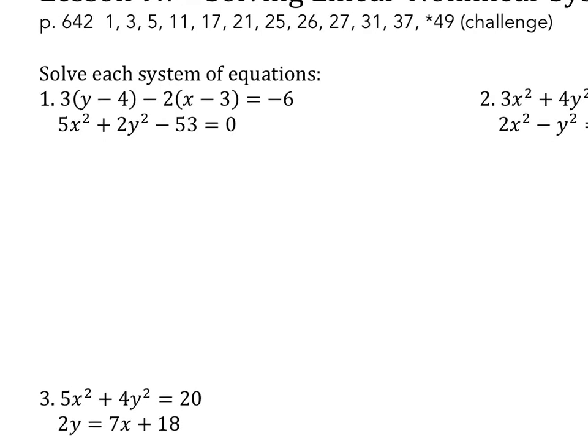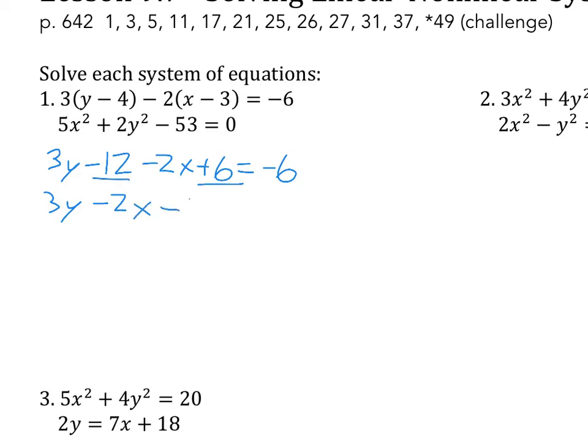So if I want to do substitution, I need to get y or x by itself. So I'm going to start by distributing in the top equation. If I distribute the 3, I get 3y minus 12. If I distribute the negative 2, I get negative 2x plus 6. So next I'll combine the negative 12 and the plus 6. Those make minus 6. And I could add 6 to both sides, or I could just cross these out.